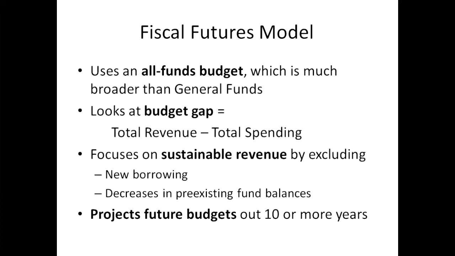It looks at the budget gap, the difference between total revenue and total spending. And then when we do our projections, we want to get the time-shifting elements out of there, so we focus on sustainable revenue, and that means we exclude 2 things: new borrowing and decreases in pre-existing fund balances. So you can spend what's available in either the general fund accounts, the financial assets linked to that fund, or other funds, but that's not sustainable, as astutely argued by Professor Giertz. So when we look at the revenue side of the budget, we take out the new borrowing and the pre-existing fund balances, and then we use that model to project out 10 or more years.